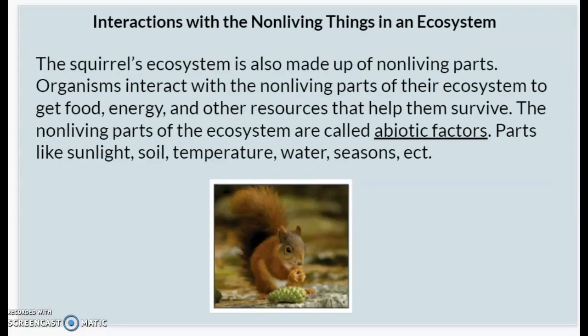The squirrel's ecosystem is also made up of non-living parts. Organisms interact with the non-living parts of their ecosystem to get food, energy, and other resources that help them survive. The non-living parts of the ecosystem are called abiotic factors. Parts like the sunlight, soil, temperature, water, seasons, etc.